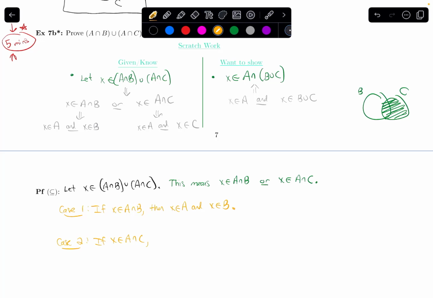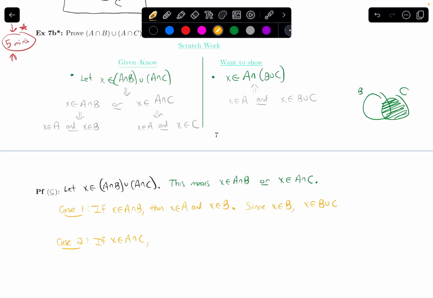Okay, so already I have one part of what I want to show, X being in A. The other part, the fact that X is in B union C, well, that follows from the fact that I know X is in B. So since X is in B, B union C means X is in B or in C. But if X is in B, it's definitely in B or in C. So because of this, X is automatically in the union of B or C.